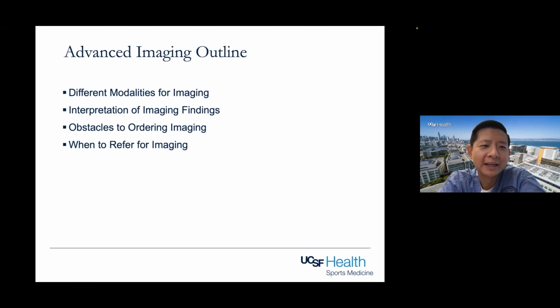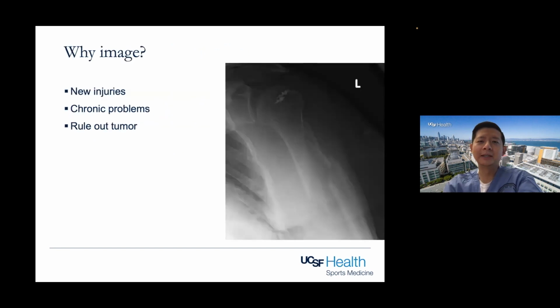Okay, so the outline for this talk for advanced imaging is that we're going to talk about the different modalities for imaging and why we use each one, and then how to interpret the imaging findings, what's normal, what's not, and then some of the obstacles to ordering imaging, and then when your patient should actually be getting imaging. So why do we want to image patients?